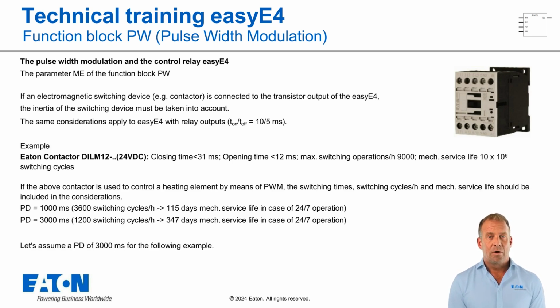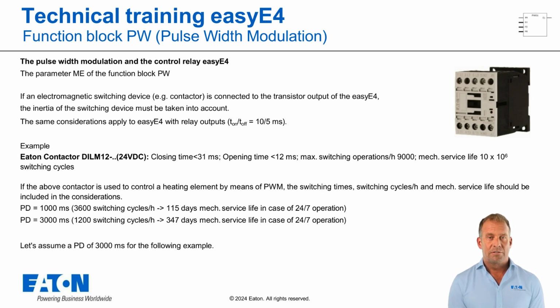With the EZ-E4, you have implemented the temperature control of a drying oven. To control the heating resistor, you use a DIL-M12 contactor, 24 volt DC. The closing time is lower than 31 milliseconds, the opening time lower than 12 milliseconds, the maximum switching cycles per hour are 9,000, and the mechanical service life is 10 million switching cycles. If the above-mentioned contactor is used to control a heating element by PWM, the switching times, switching cycles per hour, and mechanical service life should be included in the considerations.